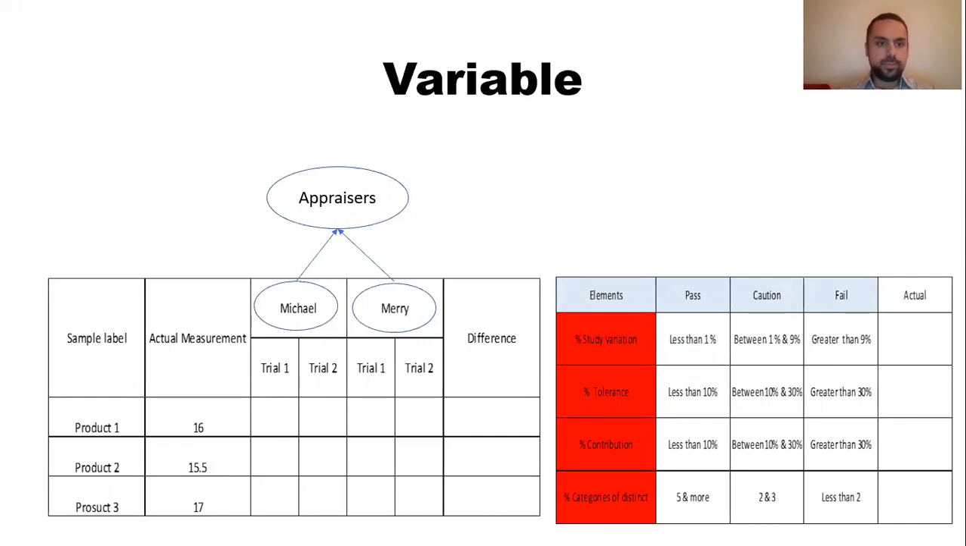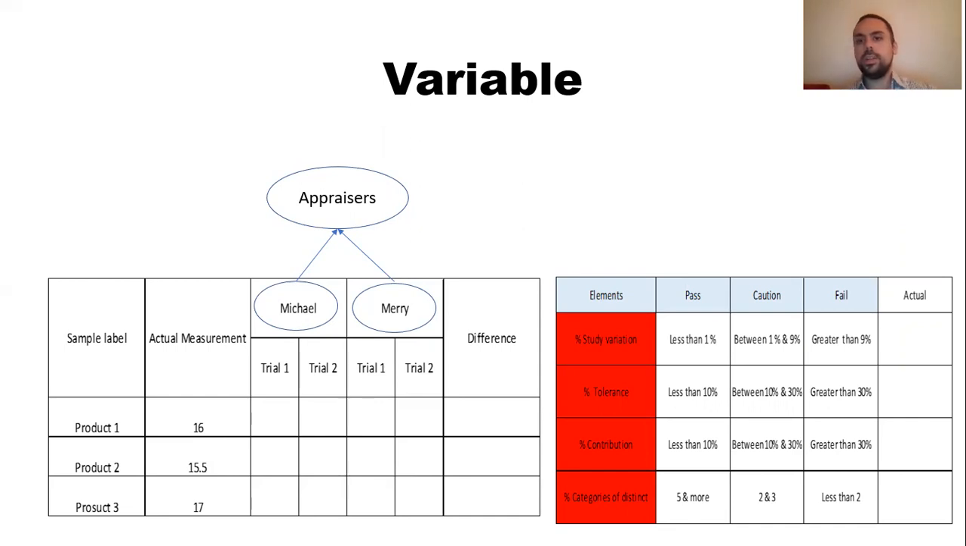About the variable type, please pay attention. We imagine we have three products, and their reference measurements are specified. We have two appraisers, Michael and Mary, and they are supposed to measure our products, each person 2 times. We have some standards, and we need to compare their answers with this chart.